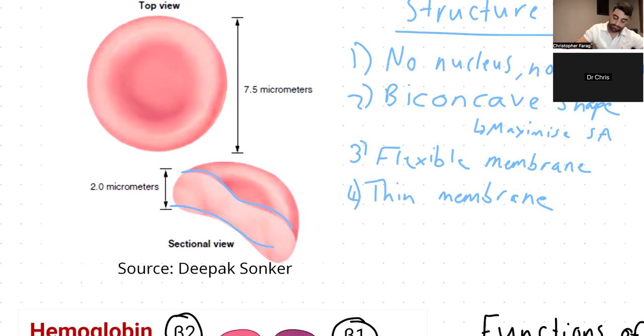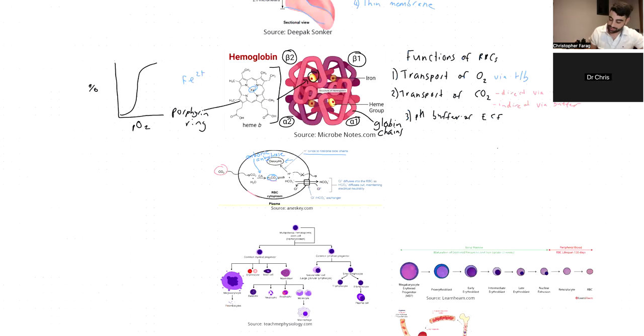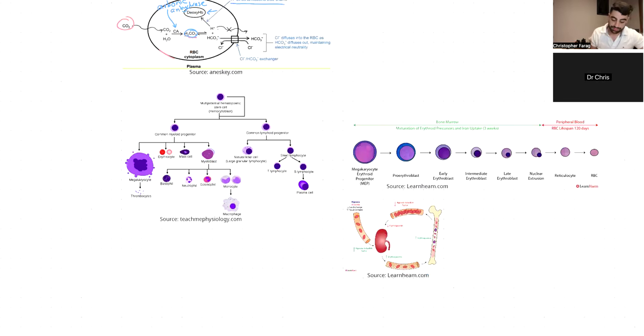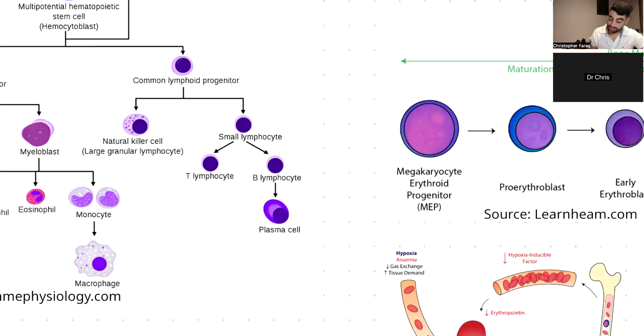All right. So that's the structure, which very much links to the function. Now let's talk about its production. I have a couple of diagrams here. Let's start with the big picture, and then we'll zoom in for more detail into the production of red blood cells, also known as erythropoiesis.